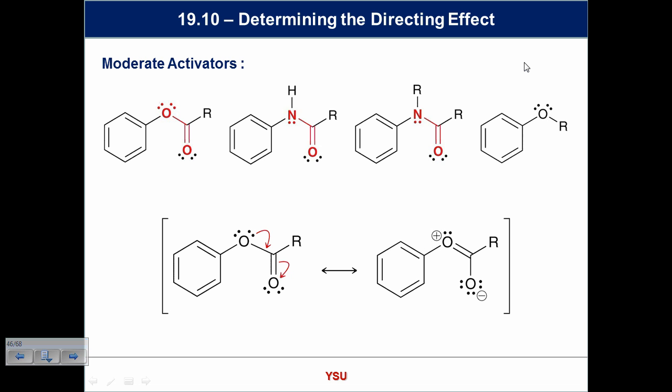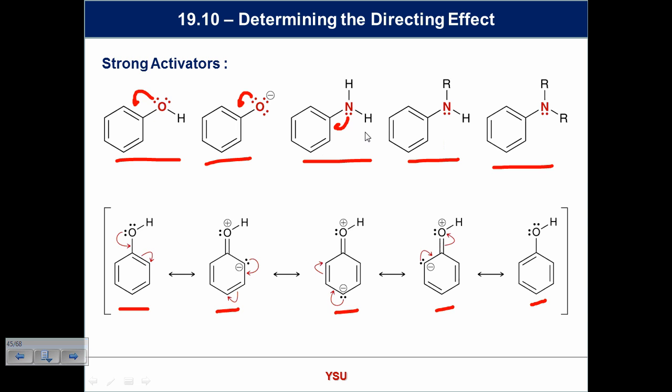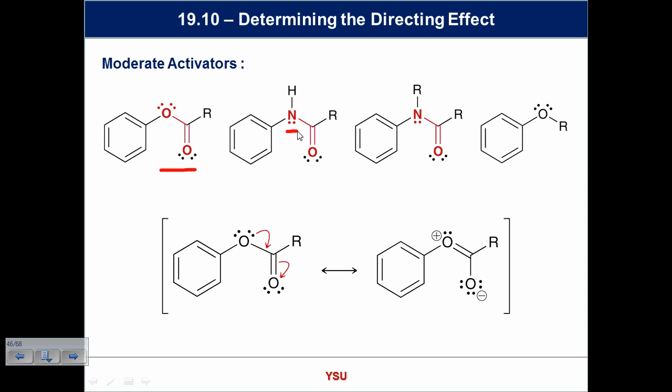Moderate activators, okay, we've got esters, where the O is directly attached to the cycle. We've got amides, where the N is directly attached to the cycle. And also we've got ethers at the end. Now I've got a couple of questions to ask here. These are moderate activators. They're not strong, but they still have the same atoms. But over here we had N attached. Here we have N attached.